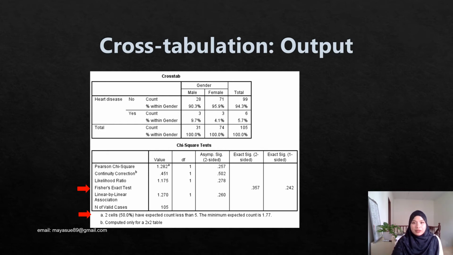Like here, it is very uncommon to get heart disease. Okay, so it's only 6 out of 105. So if you have this kind of statement under the table of chi-square test and the percentage is 20 and above, choose Fisher exact test instead of Pearson chi-square test.